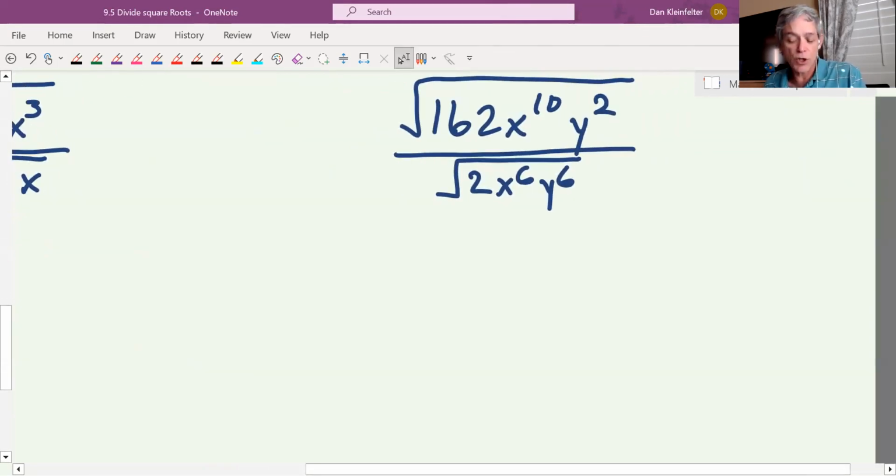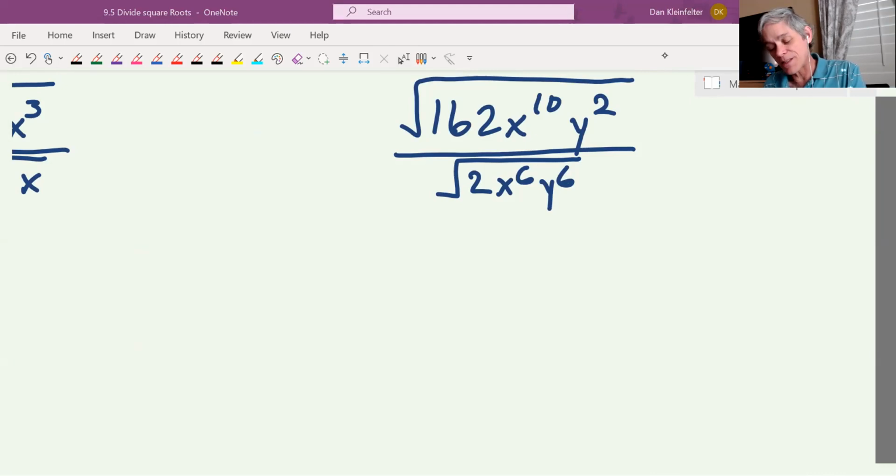This one's neat because there's two variables in it. So pause the video, try this one yourself, and restart the video and see how you did.